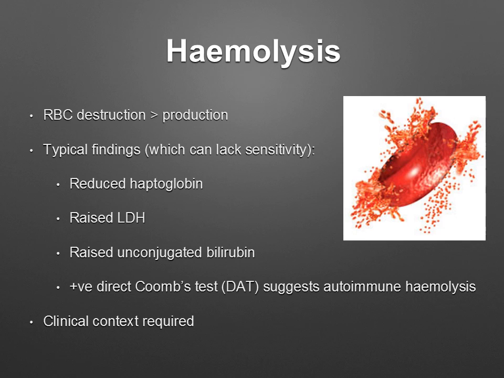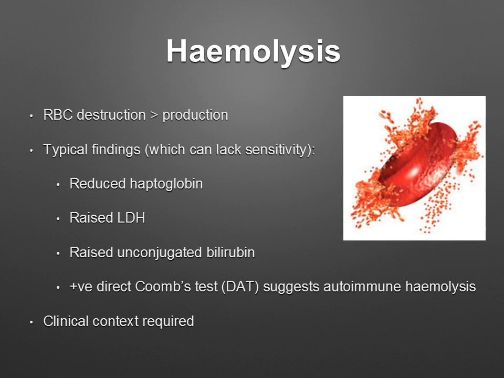So hemolysis is a cause of anemia where we're going to get increased red cell destruction, and it's going to exceed the marrow's capacity to compensate. Typical findings are going to include a reduced haptoglobin, a raised lactate dehydrogenase or LDH, and raised unconjugated bilirubin. But these are not fully sensitive or specific.